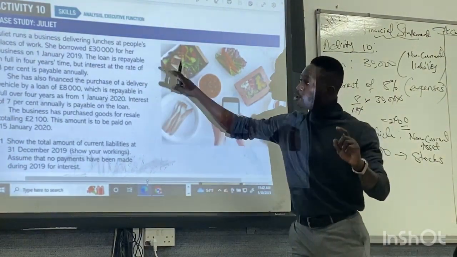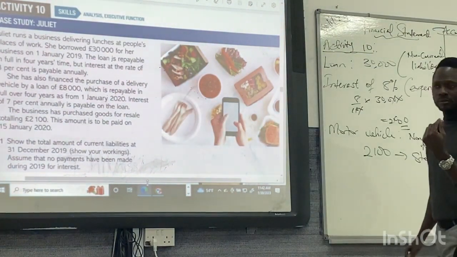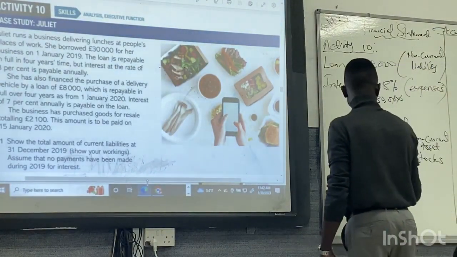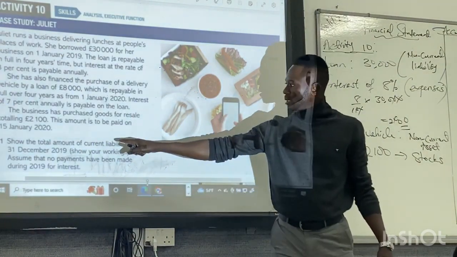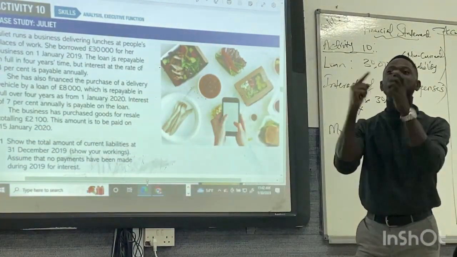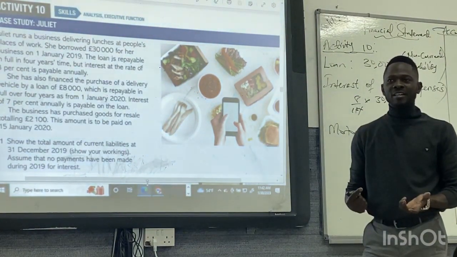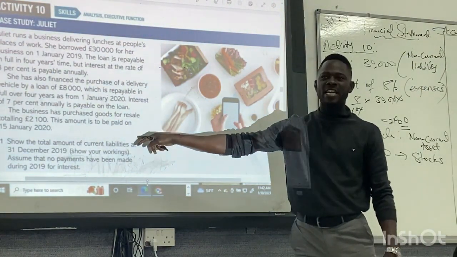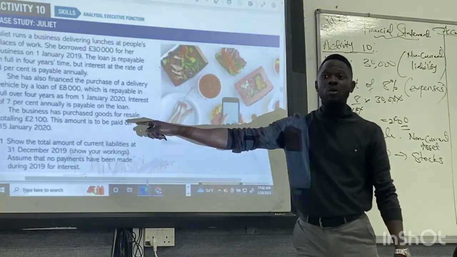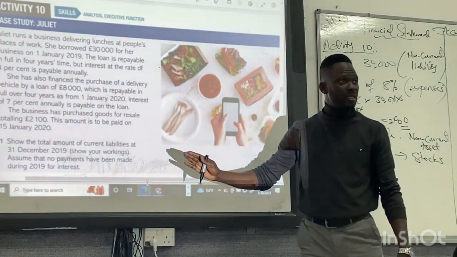That means Juliet becomes a debtor, yes or no? Yes. Is it a non-current asset? A current asset. How? It's 1 year to be paid. Yes, current items are paid within a year. Okay. Do you understand? Yes. So this is within a year for £2,100. Is it clear? Yes. Okay.